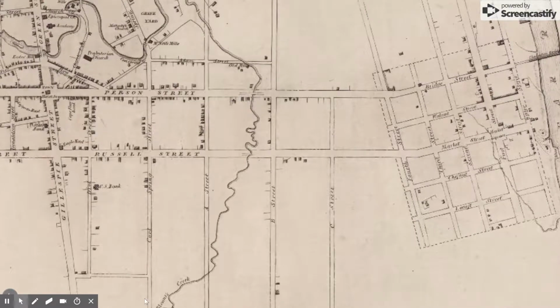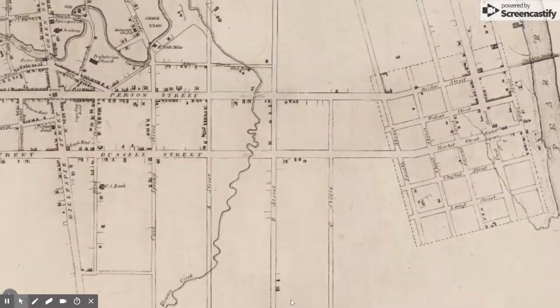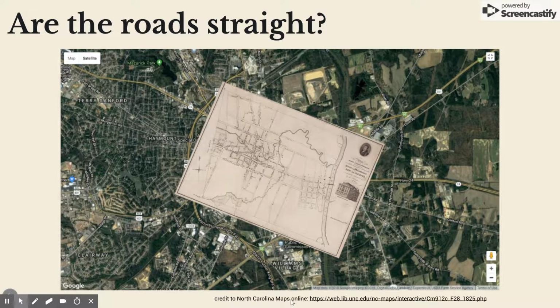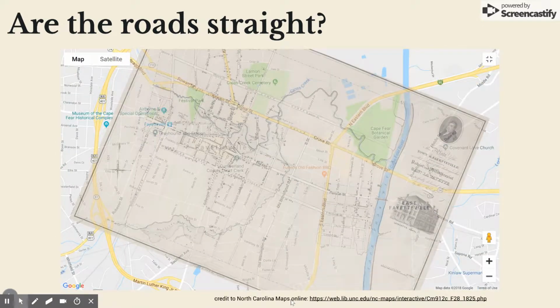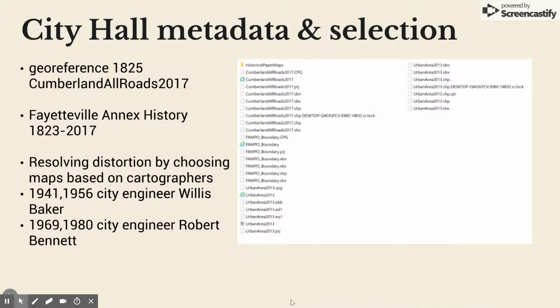You can definitely see that this is a road, this is Russell Street. Dr. Tran asked me, are the roads straight? And lo and behold, yes, the roads are straight. This is the 1825 map laid over Google Maps, and through the transparency, you can actually see the grid formation. The reason why they did that is because back then there was no GPS. It was the easiest just to tell somebody to go straight and turn left in a straight line.